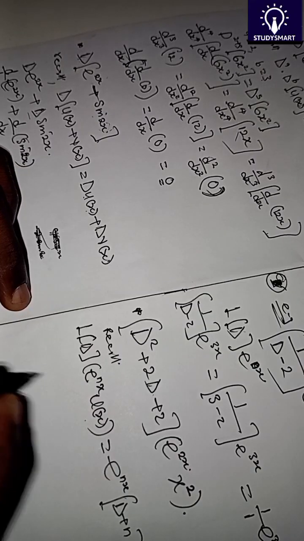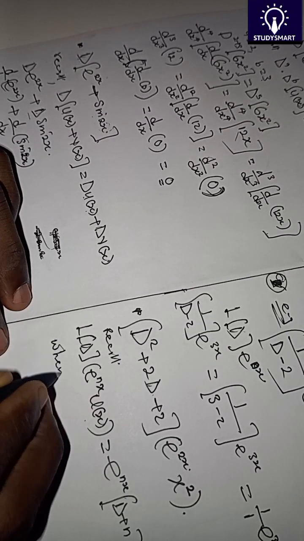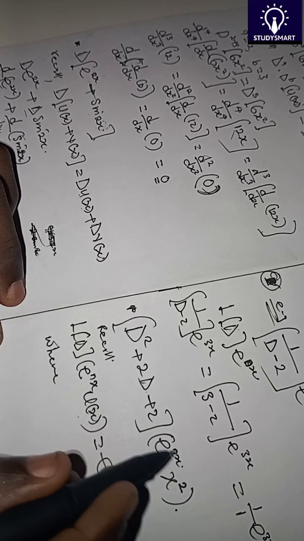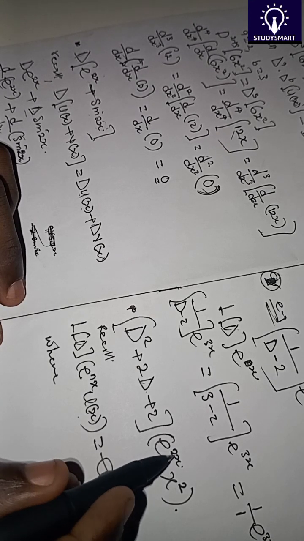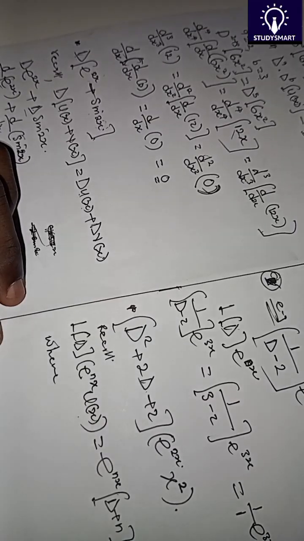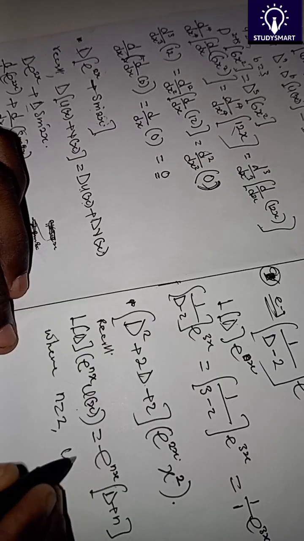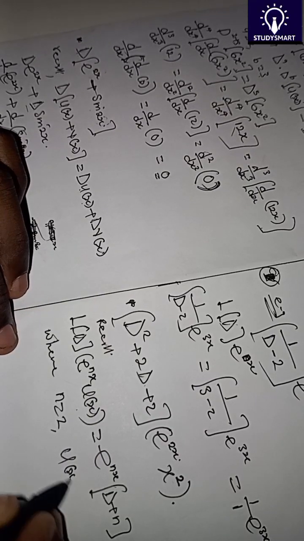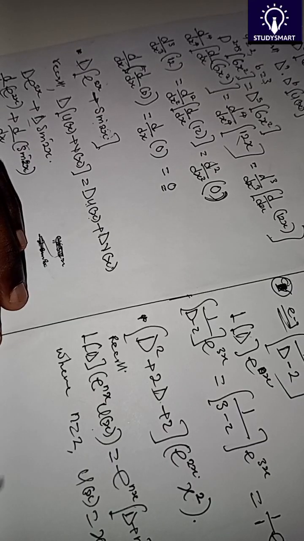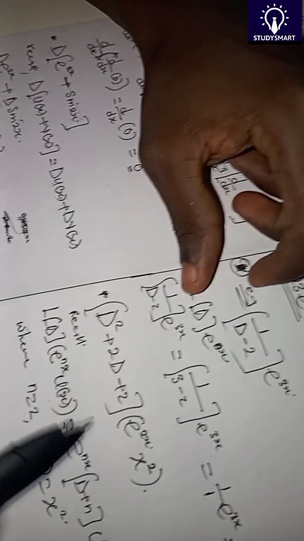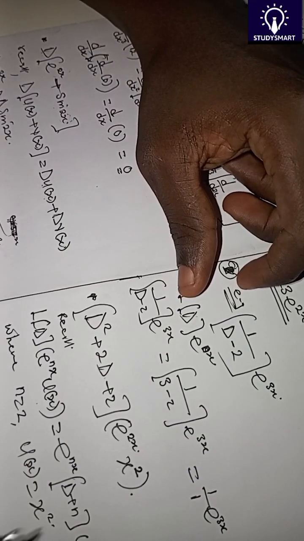From this question, our n is always the coefficient of the exponential, the coefficient of x at this point. So our n here becomes 2, while our u of x becomes x to power 2. So how do we tackle such problems? I told you that from these properties, I'm going to add n to d.